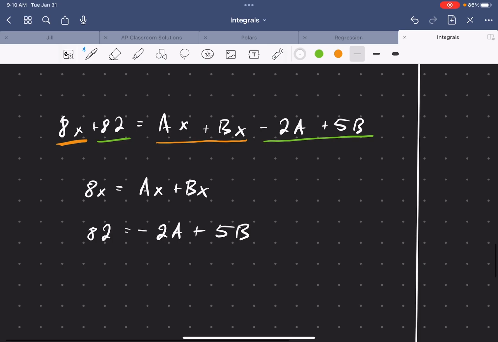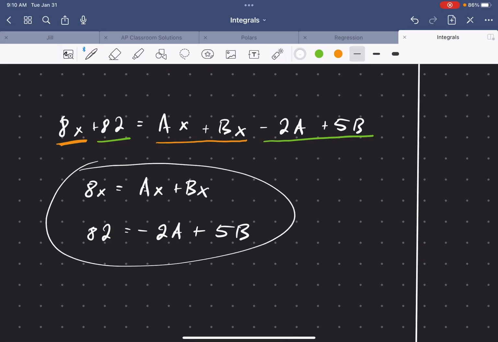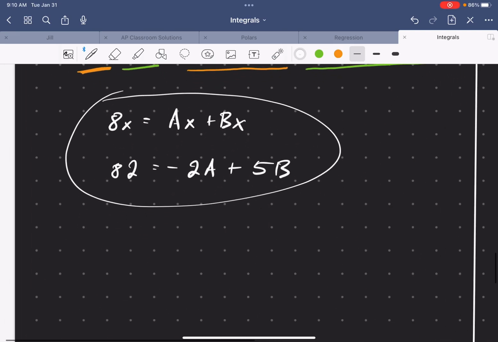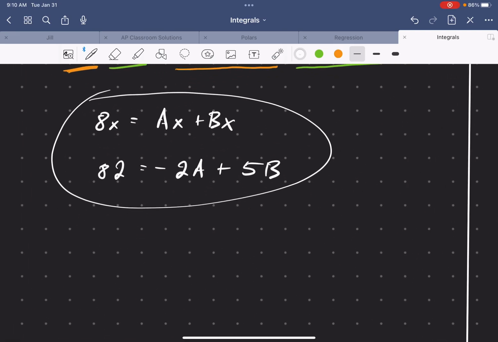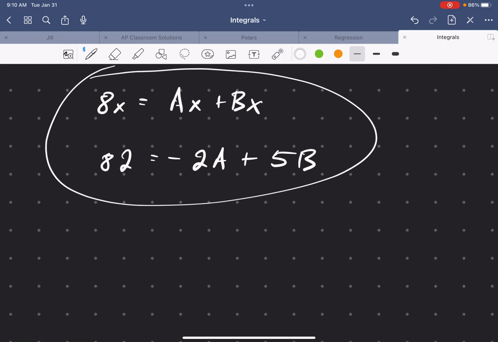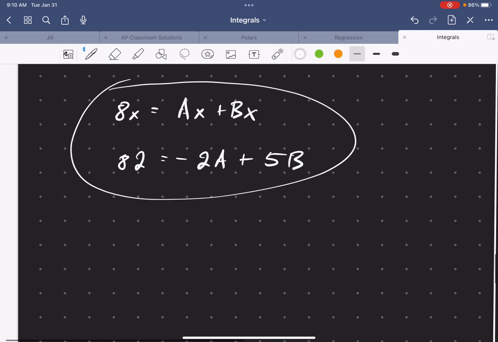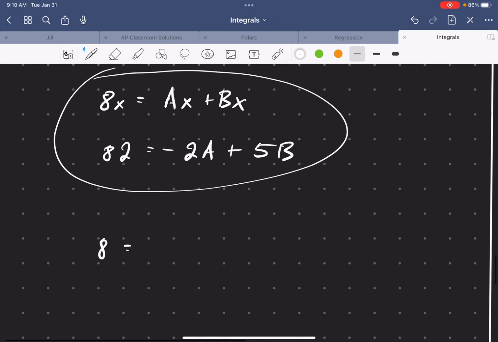What we have here is a system of linear equations. So we want to try to solve the system of equations. First thing I see is I've got two equations, but I have three unknowns: an unknown A, an unknown B, and an unknown x. So I need to simplify this a little bit. I have to get rid of one of my variables, and I can actually just get rid of the x's. So if I divide everything by x in that top equation, that would give me 8 is equal to A + B. And then the bottom, I would have 82 is equal to -2A + 5B.